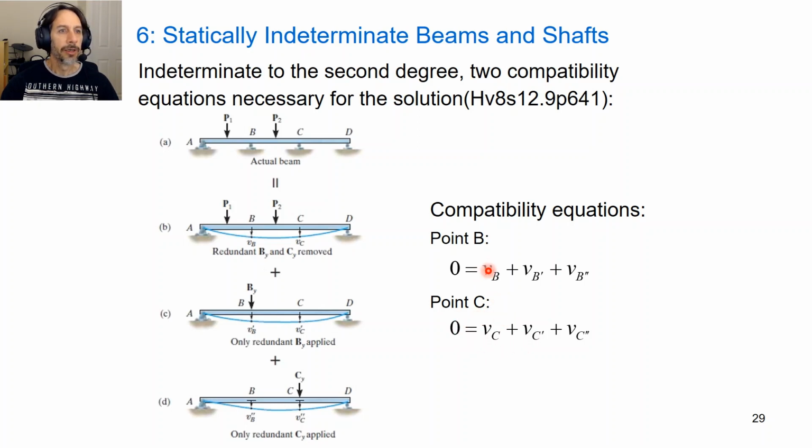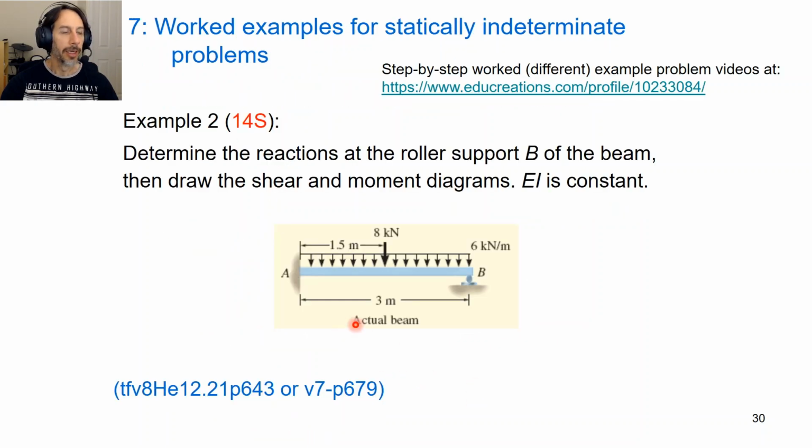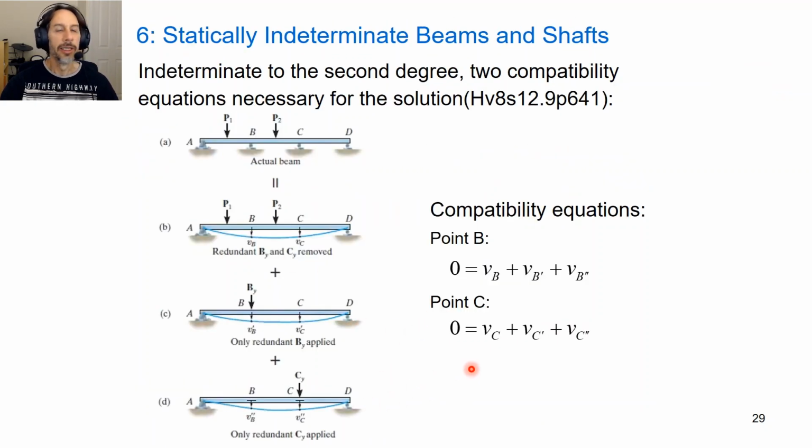From what we did in the previous video, where we looked at calculating these deflections using the standard beam formulae, we can write equations here that will have unknowns. This equation will have BY and CY in it as unknowns, and this equation will have BY and CY in it. So we've got two equations, two unknowns. We can solve for BY and CY, and then we can use our equations of equilibrium to solve for the forces at A and D.